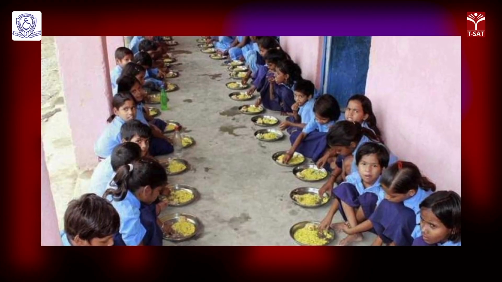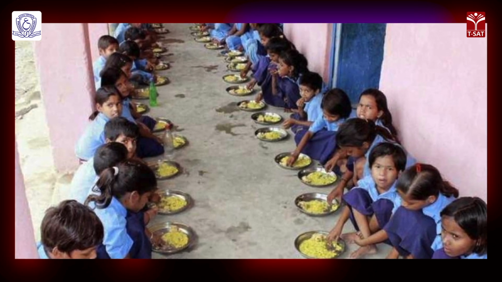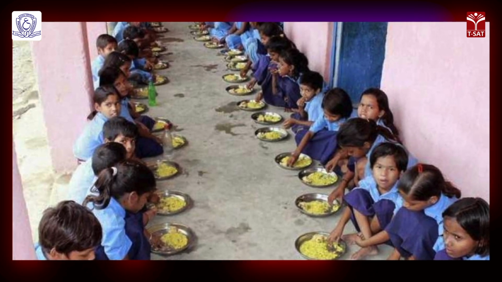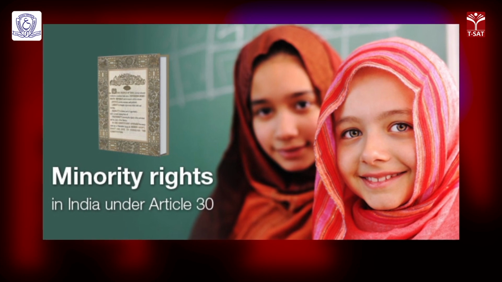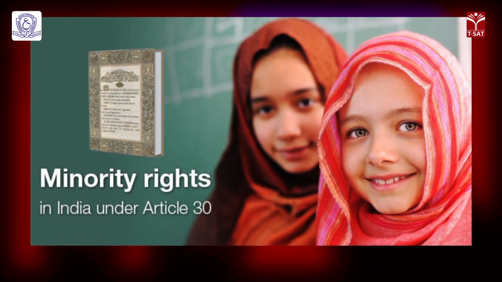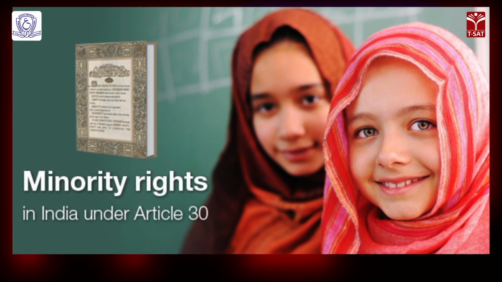Several other schemes too had been launched to ensure the right to education in the country. Therefore, the Constitution of India recognizes the importance of education for all. Therefore, it lays down several provisions to ensure proper and effective implementation of educational rights in the country, and these provisions include: first, education of minorities. Article 30 of the Indian Constitution gives all minorities the right to establish and administer institutions of their own choice.